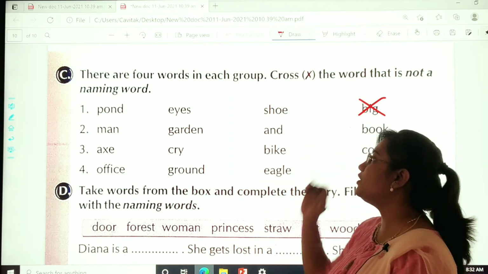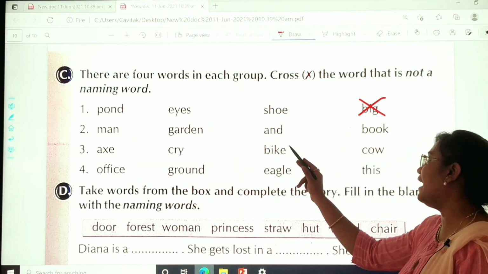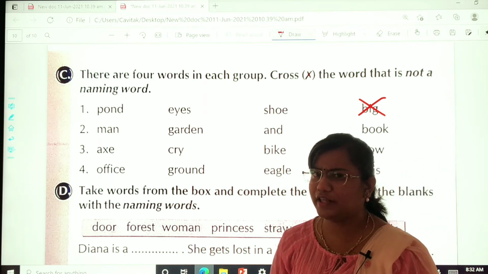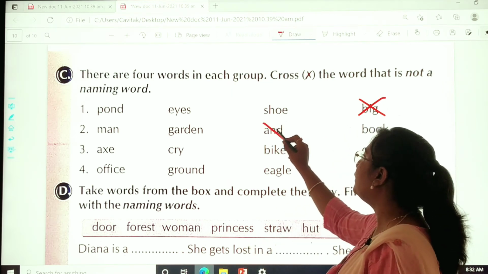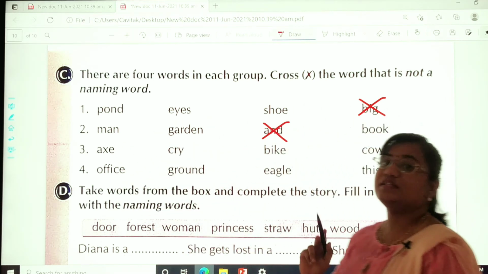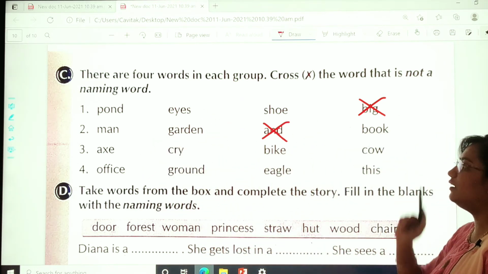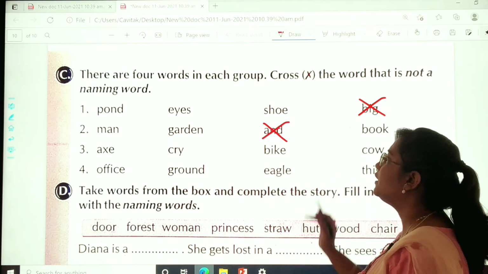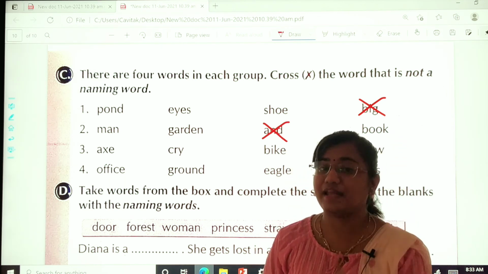Okay? Number 2. Man, garden and book. Tell me which one is not the naming word here? Correct. It is and. Because man, garden and book. These are the naming words of person, place and a thing. Right, dear children? So, this is how you will be doing our exercise B and exercise C in your textbook itself.